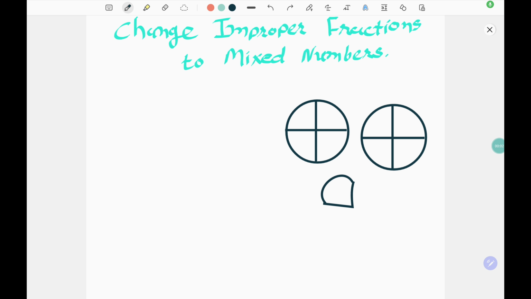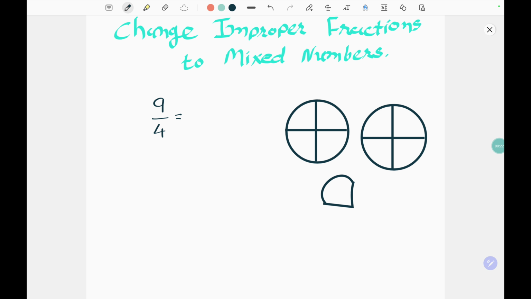Hello everyone, today's video is about changing improper fractions to mixed numbers. Let's take one fraction first, 9 over 4. 9 over 4 is an improper fraction, and if we want to change it into a mixed number, let's try to do it by the diagram first.